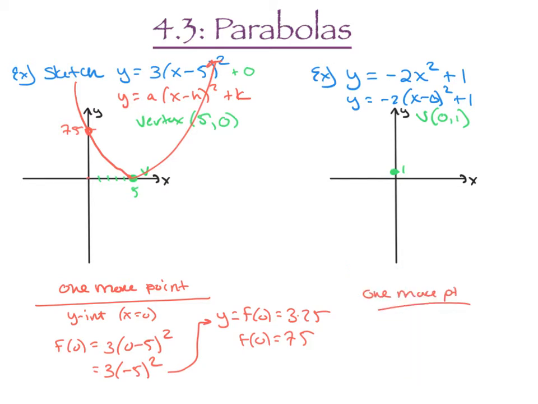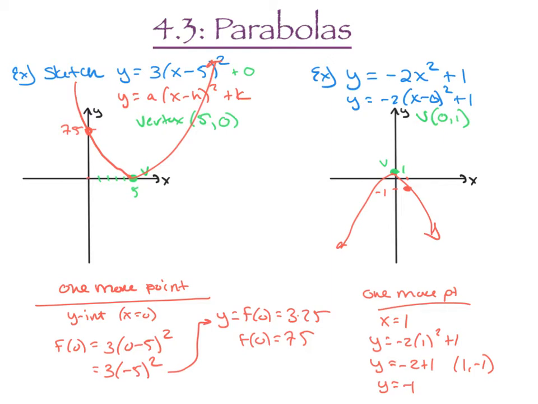So if you're unlucky enough that your one more point, which is your y-intercept, is the vertex, then pick something else. Maybe pick x equals 1. So y equals negative 2 times 1 squared plus 1. So we get y equals negative 1. So x is 1 and y is negative 1. Now remember, the first point we plotted in green here is the vertex, and that is always in the middle. So when I go to graph my parabola, I go from the vertex to the one more point, and then a mirror reflection on the other side.